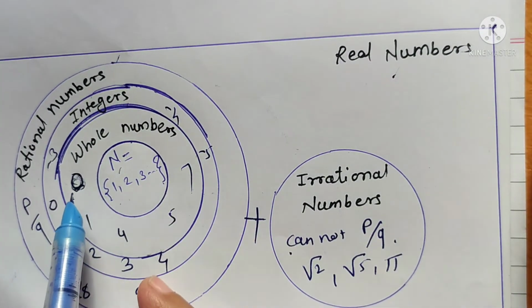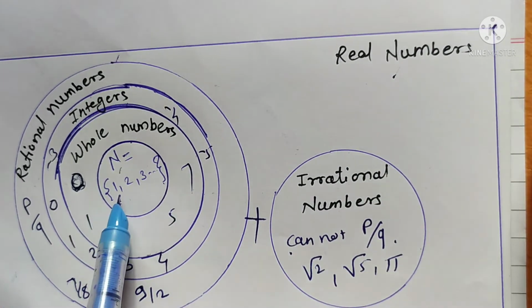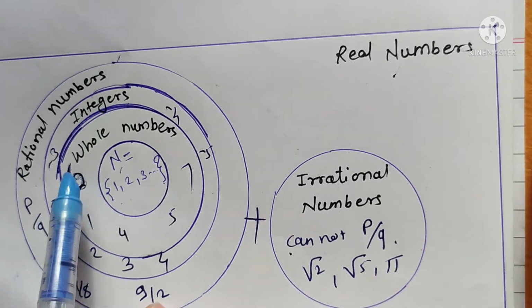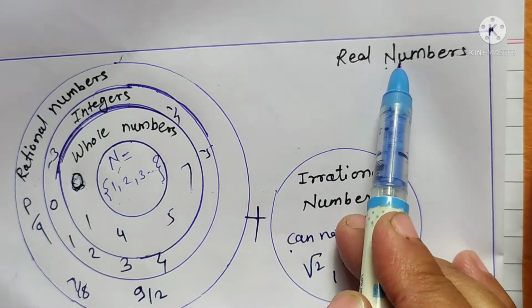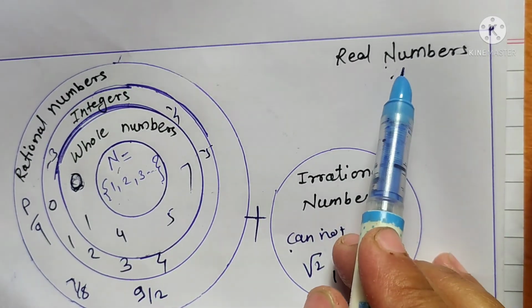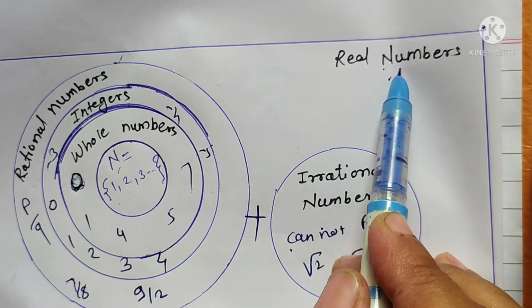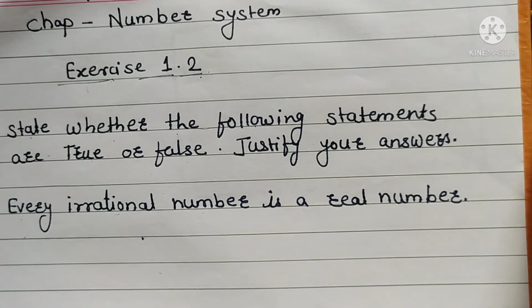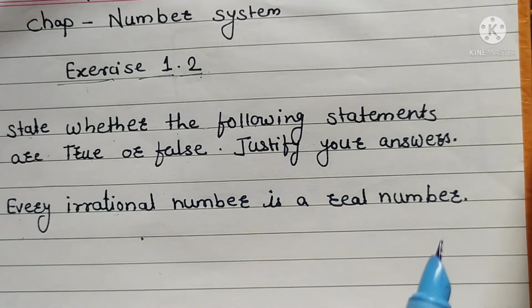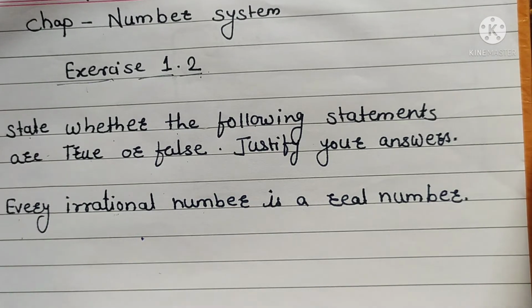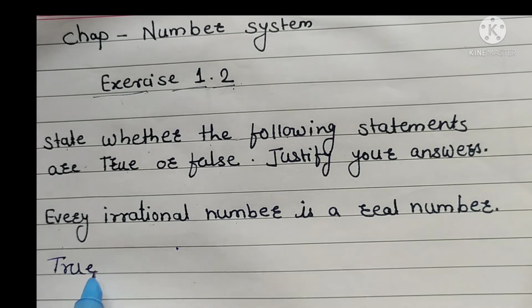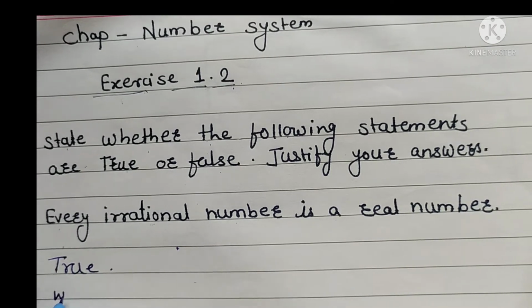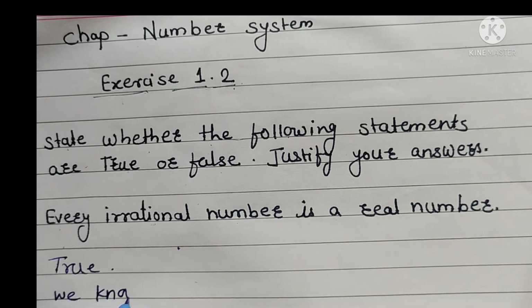So every number here is a real number. Every natural number is a real number, every whole number is a real number, every integer is a real number, every rational number is a real number, and every irrational number is also a real number. So this statement is true because every irrational number is a real number. We understood this from the figure. The statement is true. How can we write the reason?